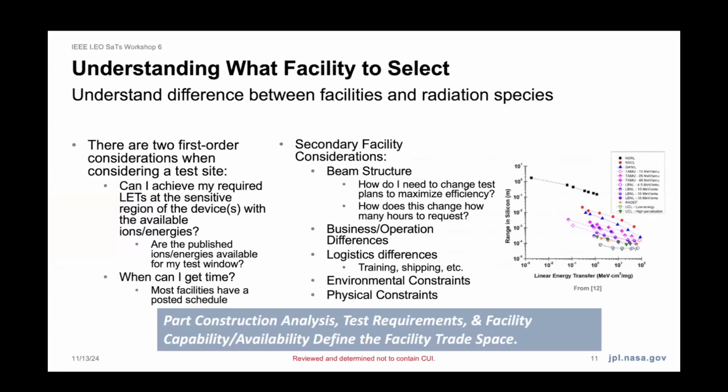So once we know our part construction, and assuming we have our requirements, at that point, we can determine what facility to go to do our testing. In my mind, there's a couple of first order things that we think about when we're considering a test site. And really the number one thing is, where can I go to get the LET that my requirements dictate I need to get, given the part construction, right?